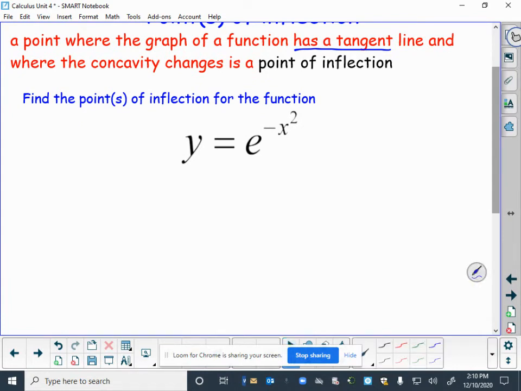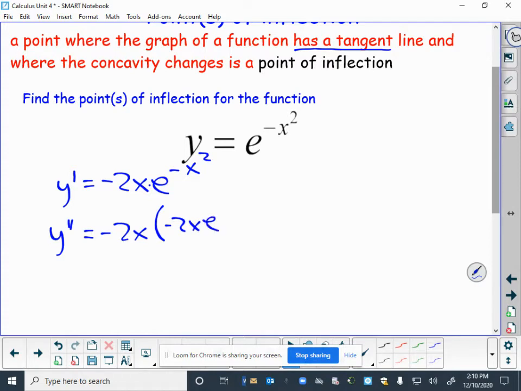squared, it's about concavity, so we're going to have to do a couple of derivatives. Our y prime here is going to come out as a negative 2x e to the negative x squared. There's some chain rule going on there. The second derivative, we're going to have to do a product rule. So there's the first times the derivative of the second, which we already know is negative 2e to the negative x squared, plus the second, e to the negative x squared, times the derivative of the first, which is a negative 2.